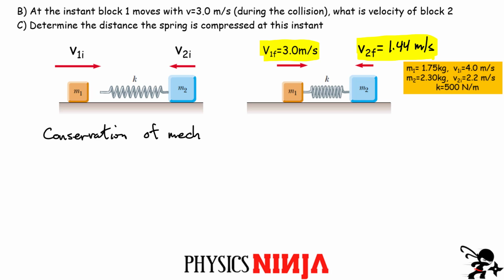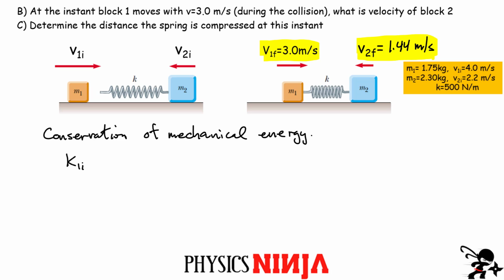Let me just write this down. So all we have here is two types of energies involved in the system, right? There are no dissipative forces in this problem. There's no friction between the blocks and the ground.